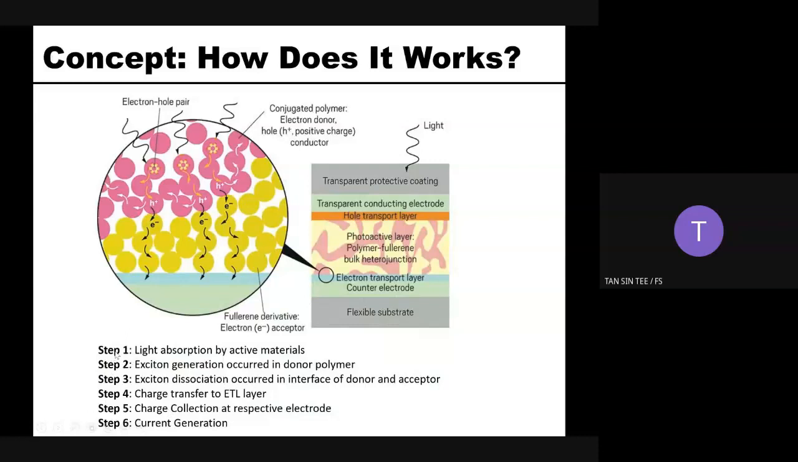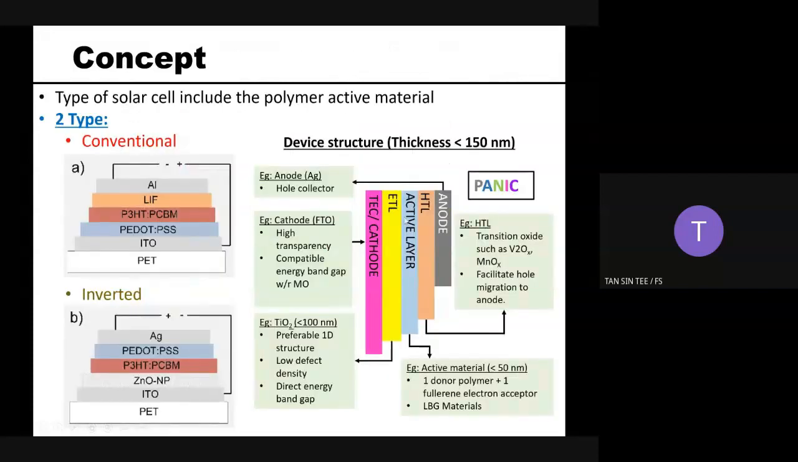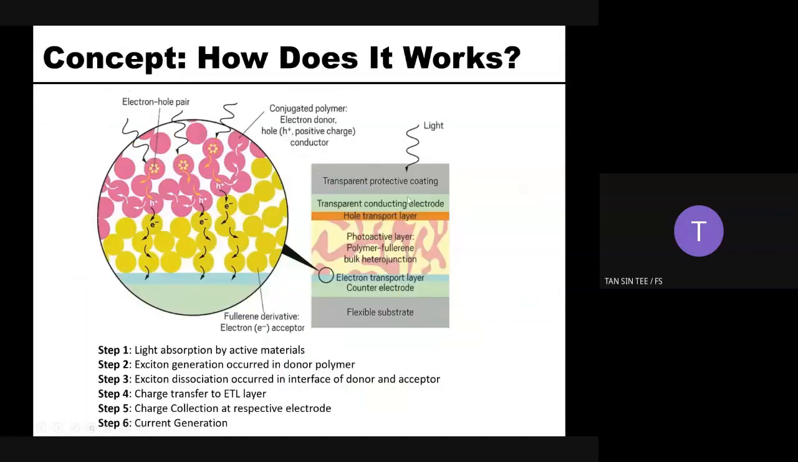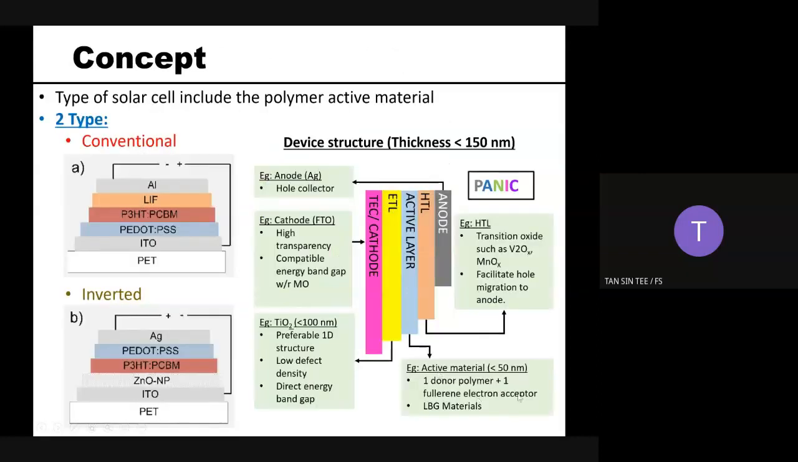We can actually put it into six steps during the process of photoabsorption. First, the light will be absorbed by the active layer, which is this layer, and it will be absorbed by the donor polymer. The donor polymer will undergo exciton generation, with the HOMO and the LUMO: the electron from the HOMO side will be excited to the LUMO side and undergo dissociation at the interface between your donor and the acceptor. The acceptor here stands for the PCBM, which is your fullerene electron acceptor.